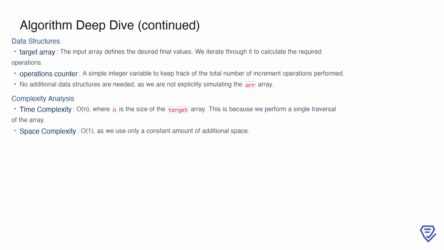From a data structure's perspective, the solution is highly efficient. The target array is the only input we need to process, and the operations counter is a simple integer variable that tracks the total number of required operations. This means no additional data structures are needed, as we avoid explicitly simulating the ARR array. For the complexity analysis, the time complexity is O(n), where n is the size of the target array, because we perform a single pass over the array. The space complexity is O(1), as we use only a constant amount of extra space. This makes the algorithm both time and space efficient.